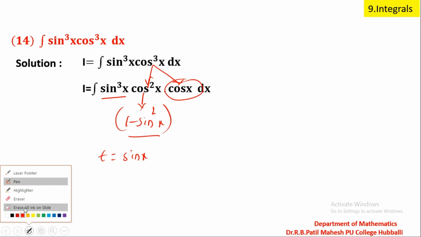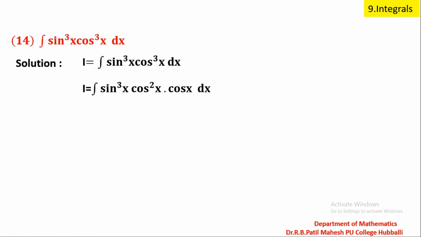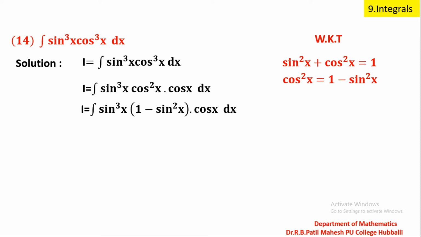If I do so, you can observe what all we need for that. First of all, you should know that sin square x plus cos square x equal to 1. From here, cos square x equal to 1 minus sin square x. So now our I will be integration of sin cube x as it is, cos square x as I told you 1 minus sin square x, and cos x dx as it is. In the next step, I am just going to multiply sin cube x inside: sin cube x into 1 is sin cube x, into sin square x is sin to the power 5x, and cos x dx.